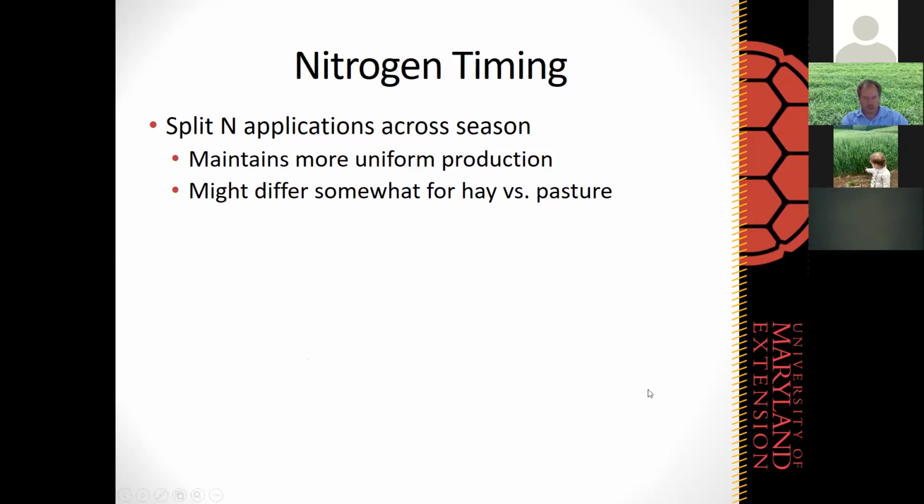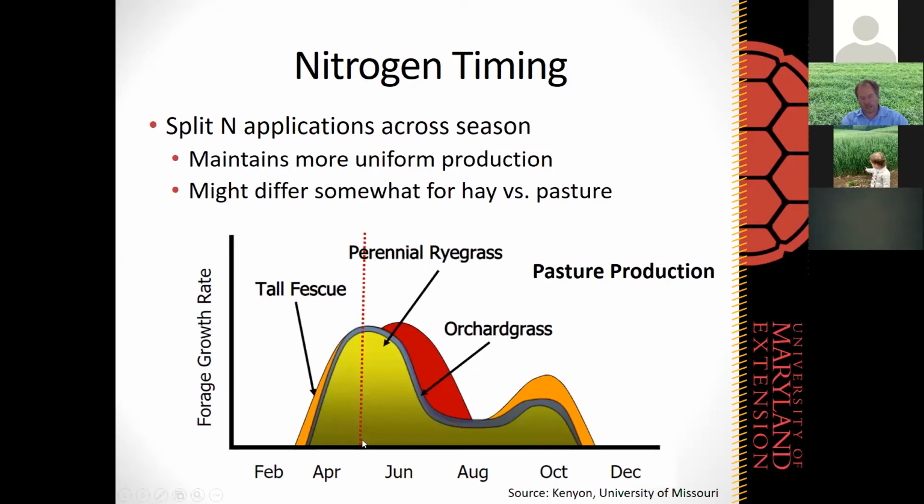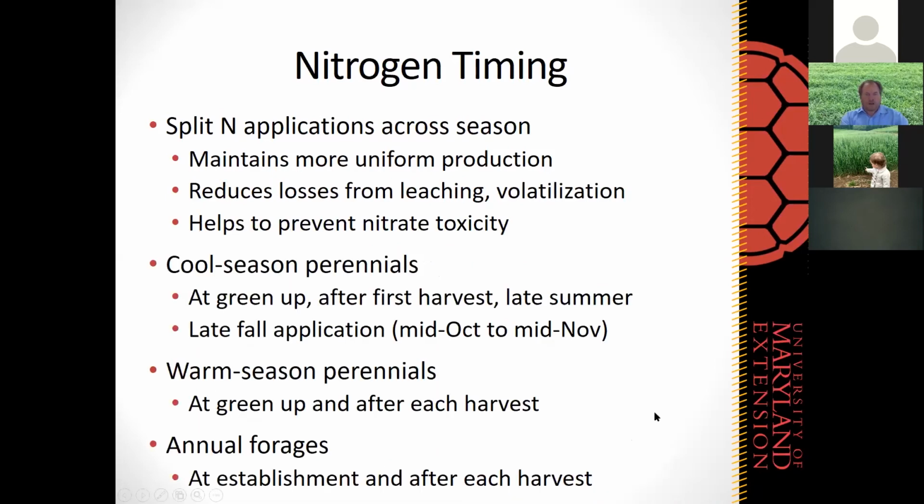With pasture production, that can change a little bit, in that we might delay that first nitrogen application a little further into the spring, so that we push that production a little further into the summer, so that you get that forage that will respond. Instead of getting that hump of growth here, we're going to get that hump of growth a little further into the summer. Also, some other things to consider with nitrogen timing. Typically, again, at green up, after our first harvest, late summer, and then we're going to be doing a late fall application, which is a little bit of a change.